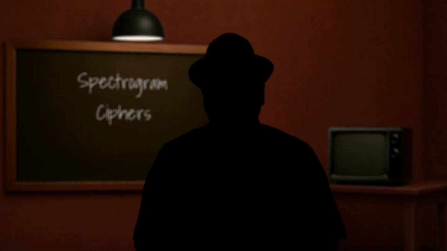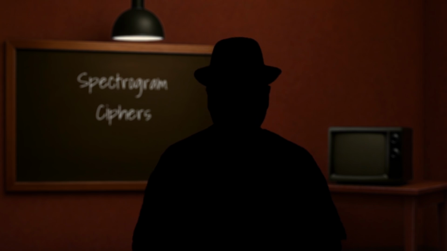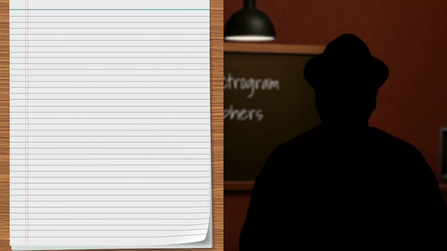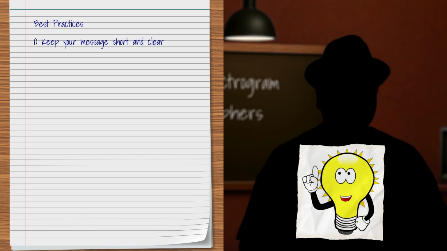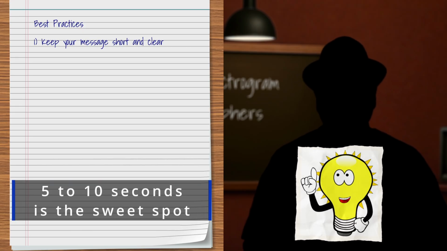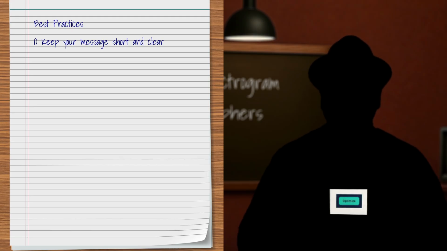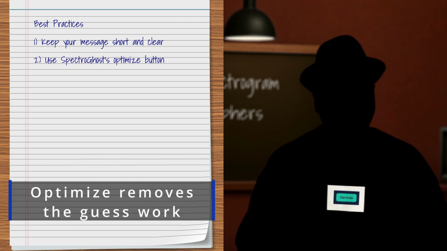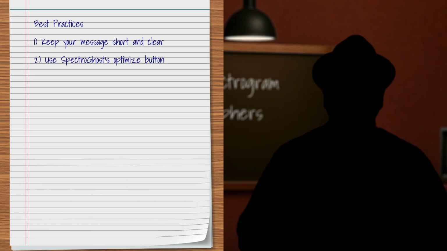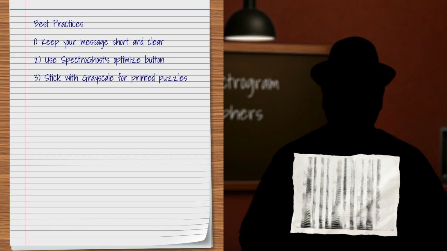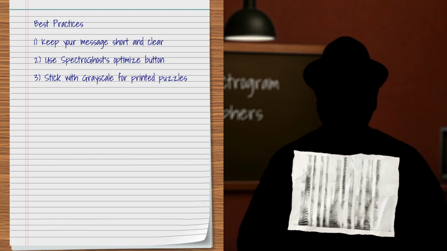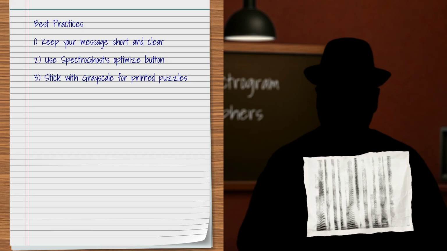Okay, if you're gonna start making spectrogram ciphers, here's my short list of best practices for creators. First, keep your message short and clear. Long messages will work, but shorter ones reconstruct more cleanly and are more impactful. Second, use SpectroGhost's Optimize button. Third, stick with grayscale for printing puzzles. It survives printing, scanning, and photography better than color maps.